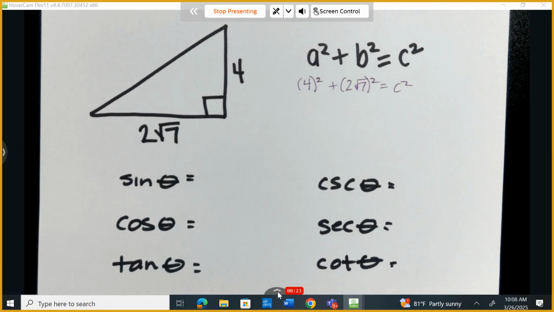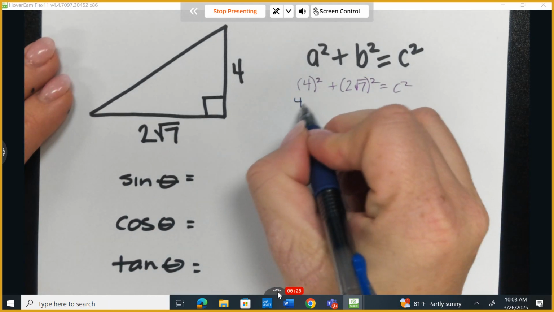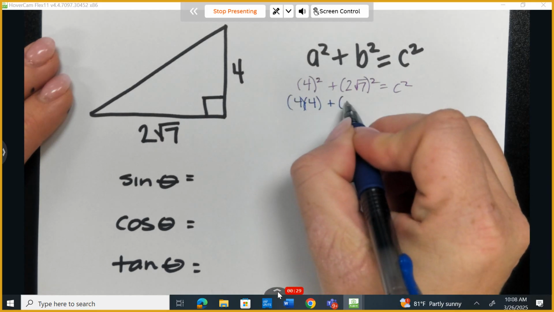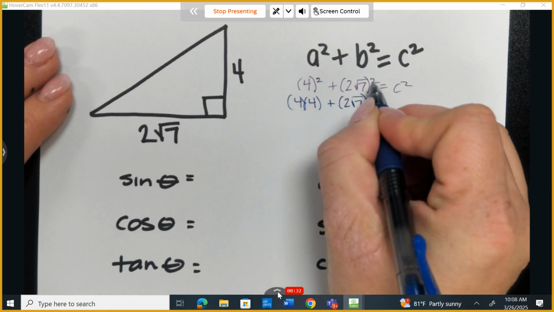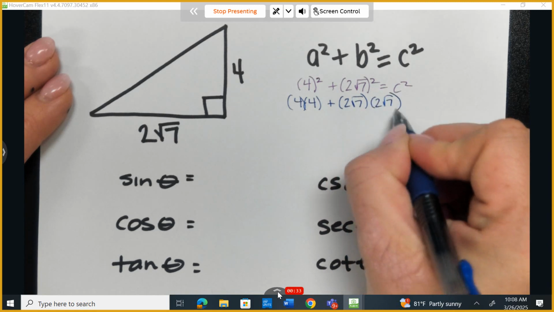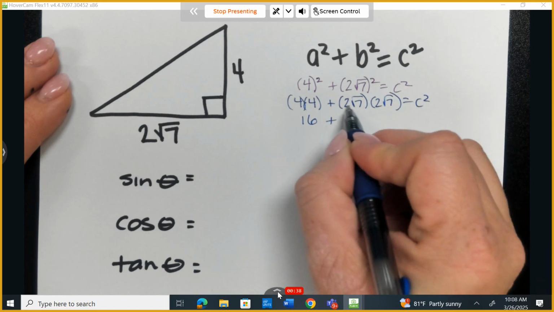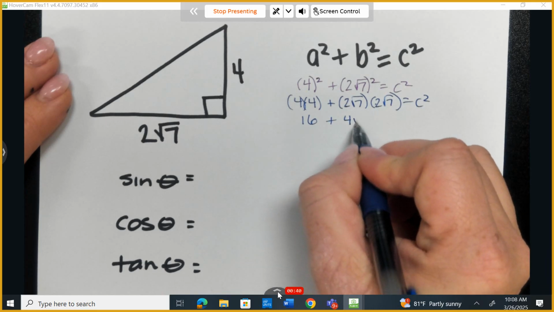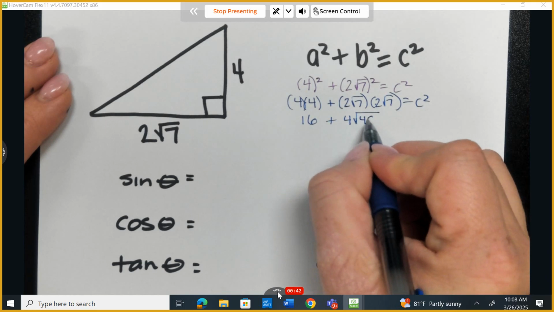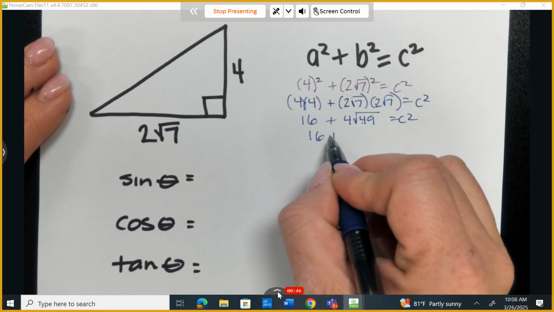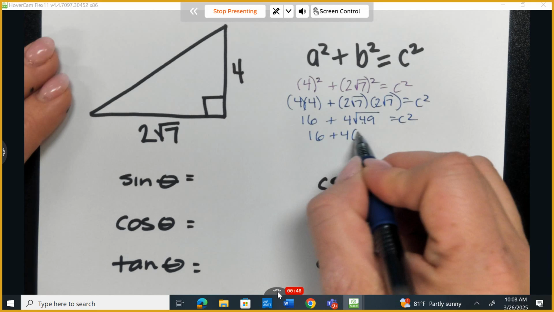Now here's where the mistake was made. I'm going to write down 4 twice, 4 times 4. And if you want to put parentheses around them, you can. And then I'm going to take this quantity, 2 square roots of 7, and I'm going to write it down twice because it's squared. 4 times 4 is 16. 2 times 2 is 4, and the square root of 7 times the square root of 7 is the square root of 49. Now the square root of 49 is actually simplified to 7.